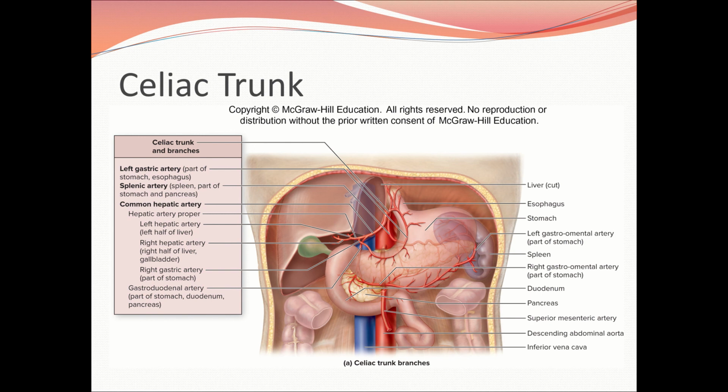The common hepatic artery supplies the left hepatic artery, which supplies the left half of the liver, the right hepatic artery, which supplies the right half of the liver and the gallbladder, and then the right gastric artery, which supplies part of the stomach. There's also the gastroduodenal artery as part of the common hepatic artery, and this supplies part of the stomach, the duodenum, and the pancreas.